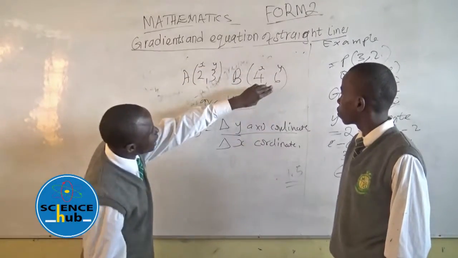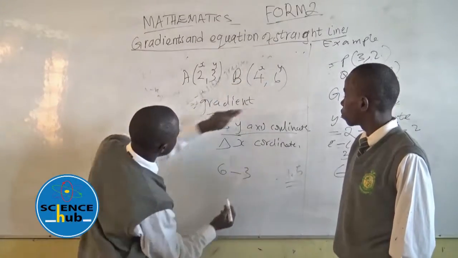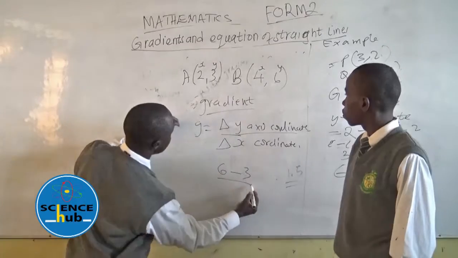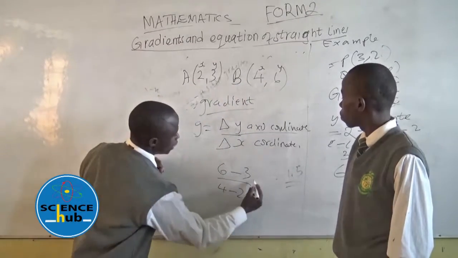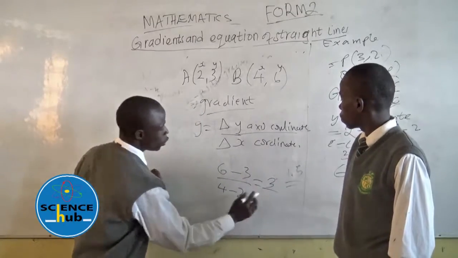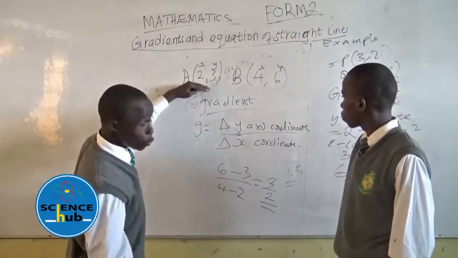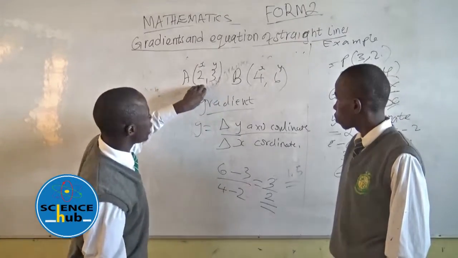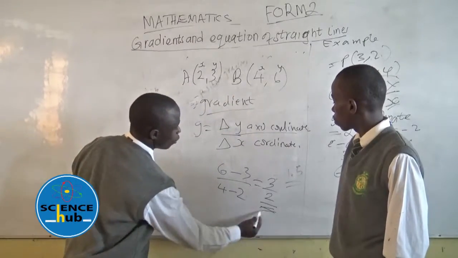Now, when finding the gradient, we take 6 minus 3 all over 4 minus 2. 6 minus 3 gives 3, and 4 minus 2 gives 2. So the gradient of the line through point A (2, 3) and point B (4, 6) is 3 over 2.